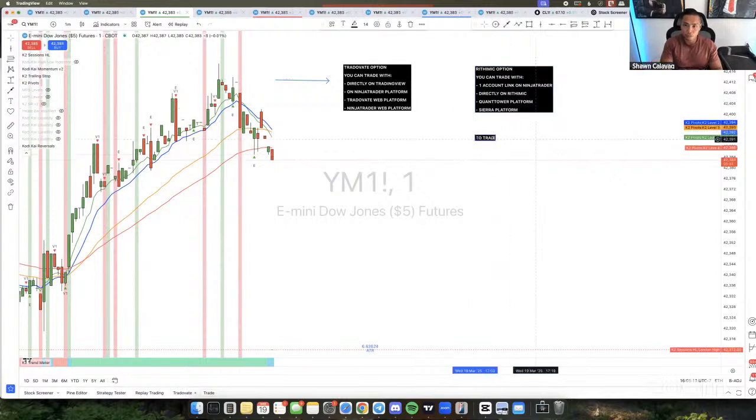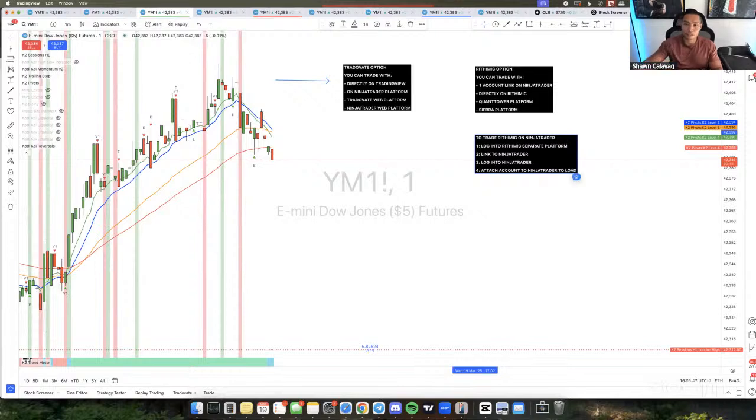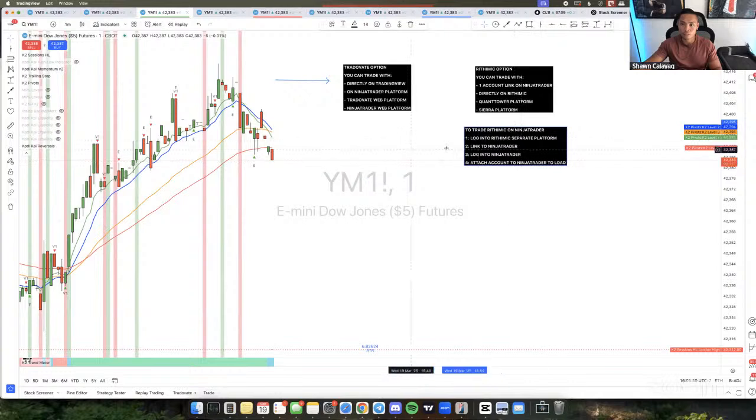To trade Rhythmic on NinjaTrader: first log into Rhythmic separate platform, then two, link to NinjaTrader, then three, log into NinjaTrader, and then four, attach account to NinjaTrader to load up. So there are so many steps here if you want to trade Rhythmic on NinjaTrader, and you can only have one. This is super annoying because here's a problem if you do this.